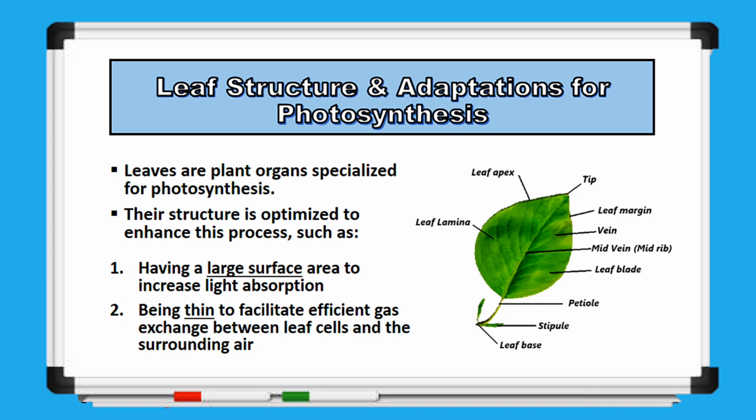The leaf blade, also known as the leaf lamina, is the wide, flat part where most of the photosynthesis takes place. It contains many chloroplasts, the structures that capture light energy. The petiole is the stalk that attaches the leaf to the stem of the plant, allowing nutrients and water to travel between the leaf and the rest of the plant. At the base of the petiole, there are often small, leaf-like structures called stipules, and the leaf base is the point where the leaf connects to the stem. Together, all these parts form a highly efficient system, allowing the leaf to absorb light, exchange gases, and carry out photosynthesis effectively, keeping the plant alive and growing.